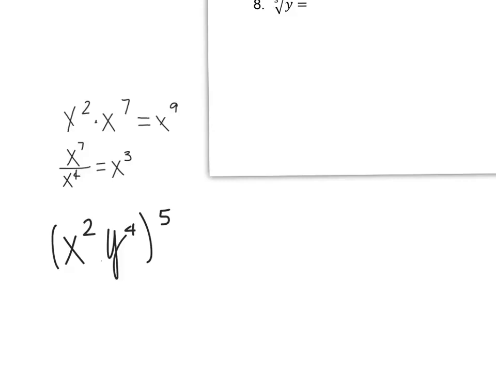Yeah, you multiply the exponent in there. So that would be 5 times 2 would give me x to the 10th. And then 5 times 4 would give me y to the 20th. Okay.